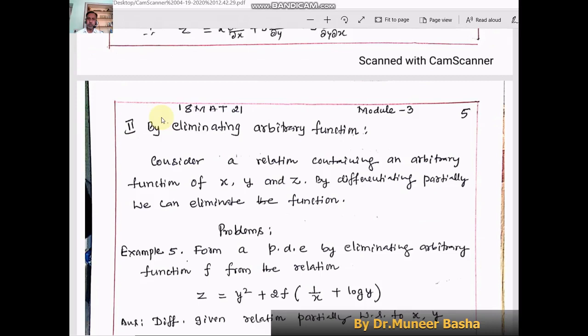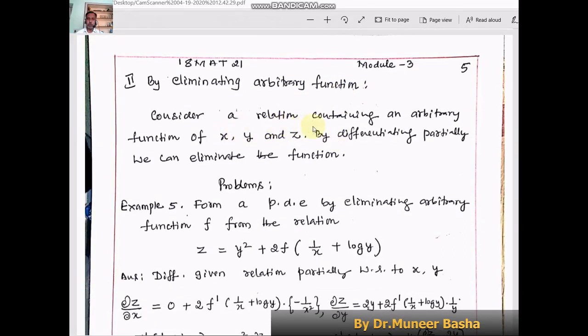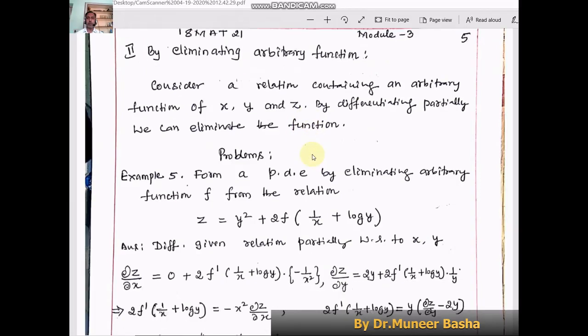And the next method of formulation of a partial differential equation is by eliminating arbitrary functions. So consider a relation containing an arbitrary function of x, y and z. By differentiating partially, we can eliminate the function. So as we did in the previous method of eliminating arbitrary constants, in the same way we can also formulate a PDE by elimination of arbitrary functions.